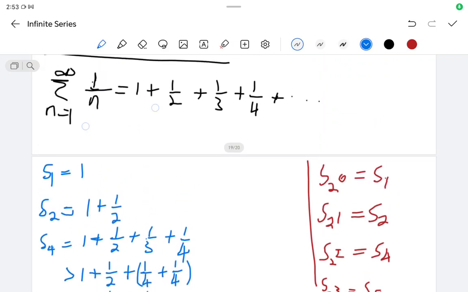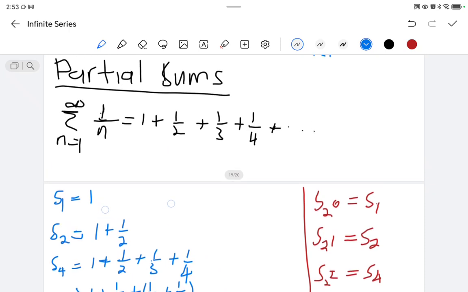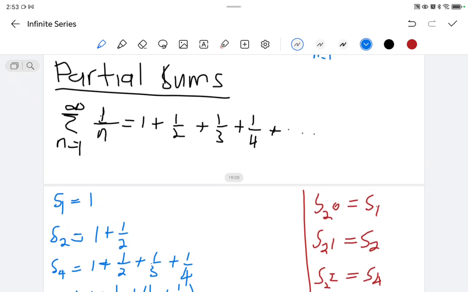Let me start by explaining the partial sums, because the integral test is the one everyone can understand. So this is what I said: if we're given this series, we can expand it to be 1 plus 1 over 2 plus 1 over 3 plus 1 over 4 and so on, right?